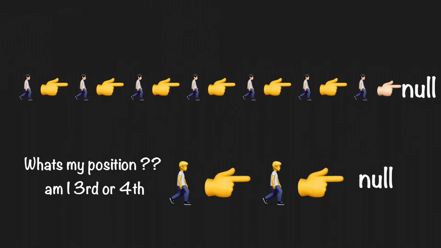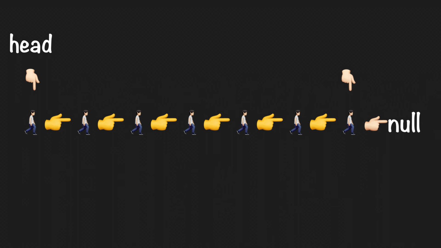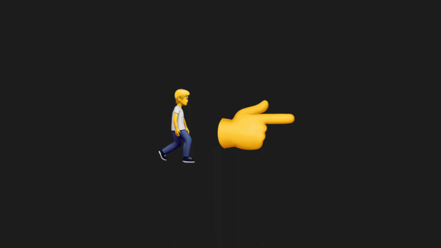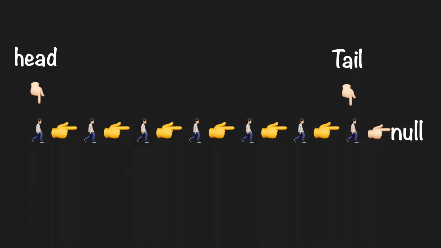The other rule is, these people are unaware of their position in this list, that is, they don't have an index. Except for these two. The first node knows that it's a head, and the last node knows that it's a tail. So in conclusion, this is a node, and a linked list is a list of such nodes pointing to the next node. And in a null terminated list, the last node is pointing to null. The first node is a head, the last node is a tail, and it's unindexed.